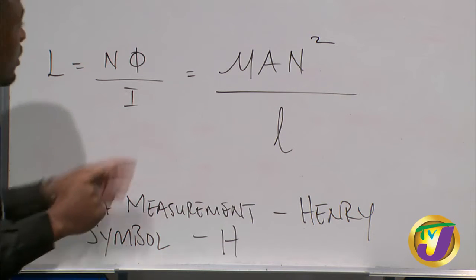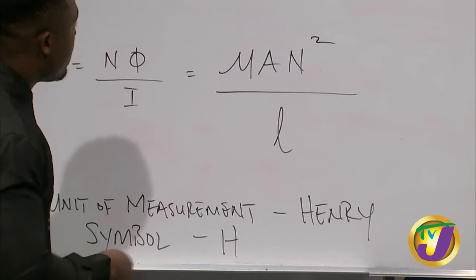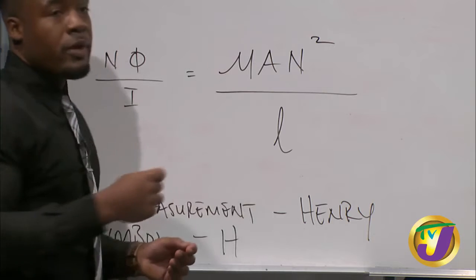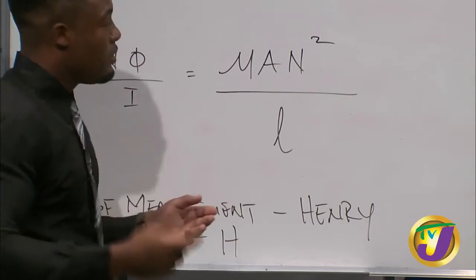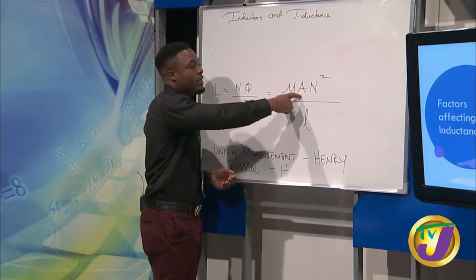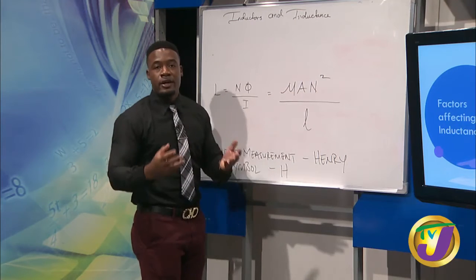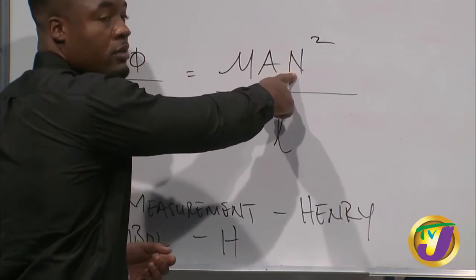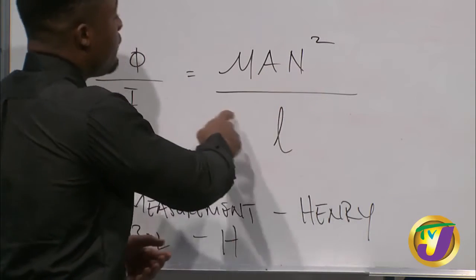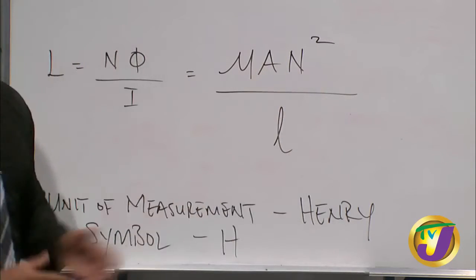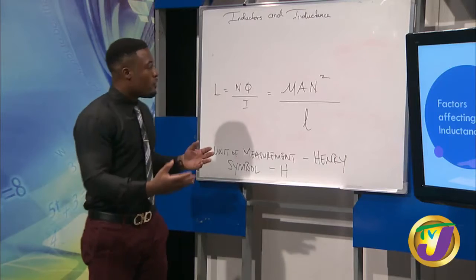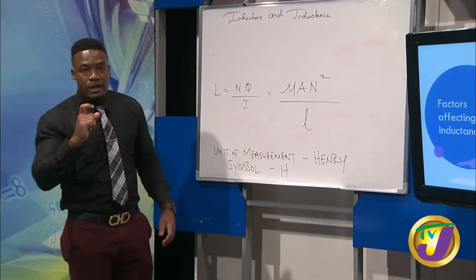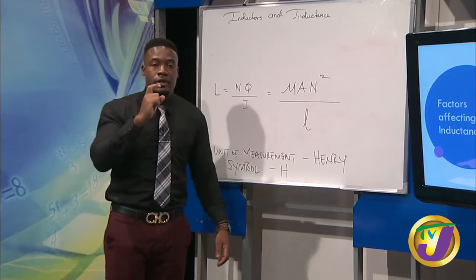All right? Also, we can transpose for mu, right? And this is the permeability of the core material multiplied by capital A, which is the cross-sectional area of the coil itself, times N squared, number of turns, divided by the length of the coil. And these two formulas will go ahead and give you the value of inductance of any given inductor.